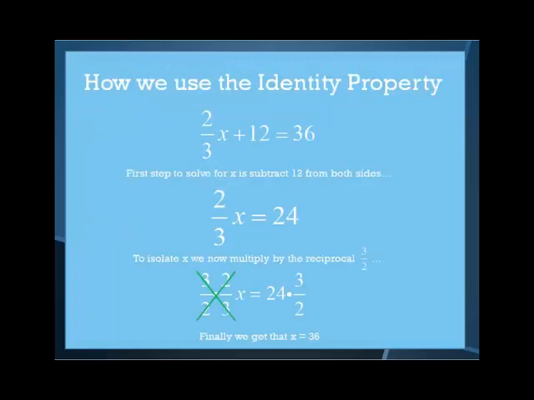Here's an example of how we use the identity property. In the equation 2/3 x plus 12 is equal to 36, the first step that we would do is subtract 12 from both sides, so we would end up with 2/3 x is equal to 24. In order to get that x by itself, though, we must multiply by the reciprocal. When we multiply by that reciprocal, we're left with the 1x, and when we multiply on the other side, we get that x equals 36. That idea of using the identity property in order to eliminate fractions and isolate variables is something that we use quite a bit throughout algebra.